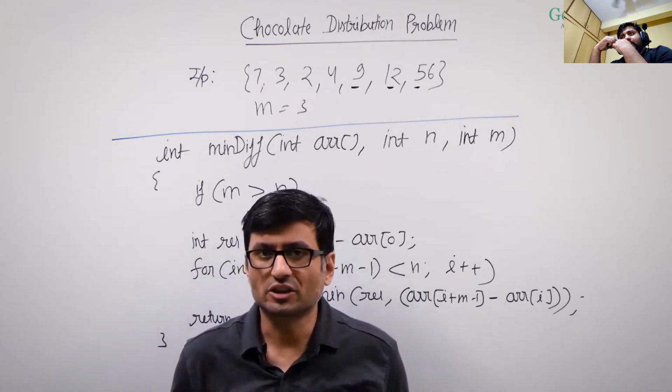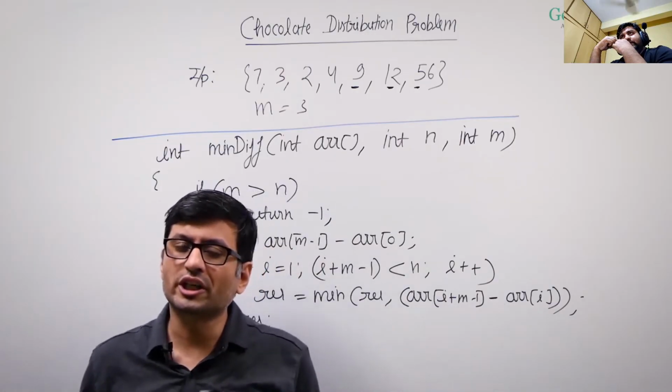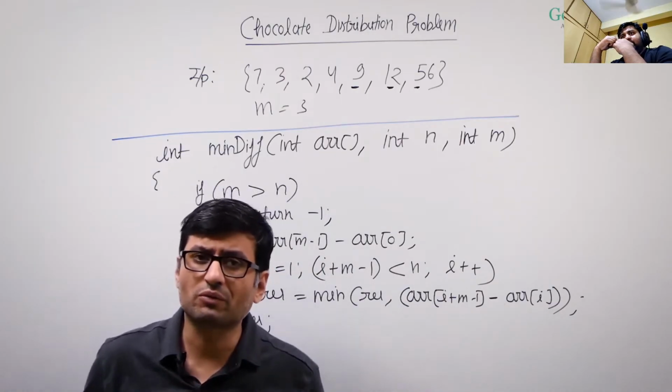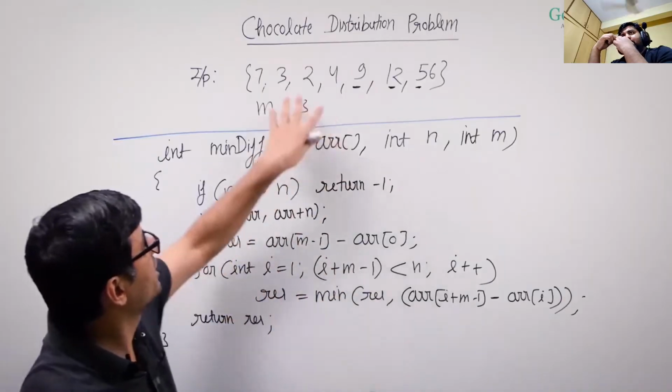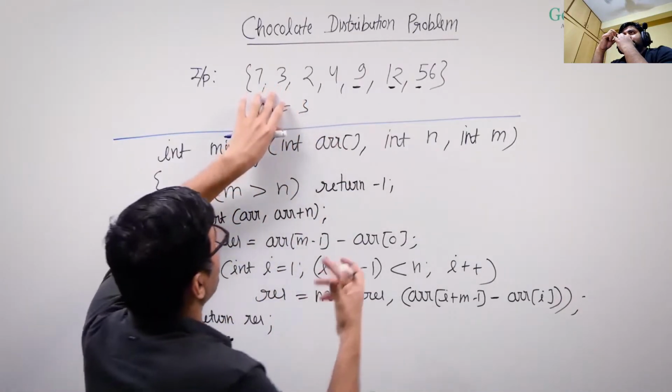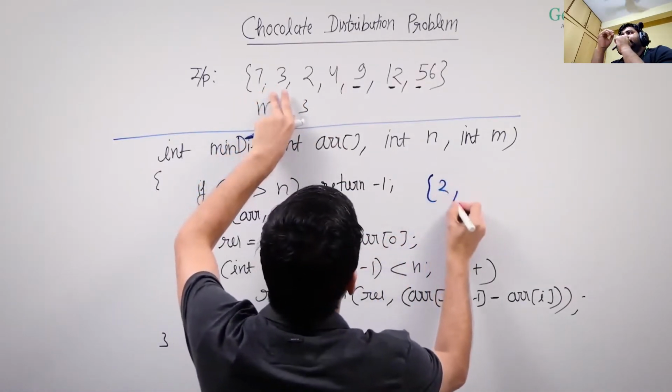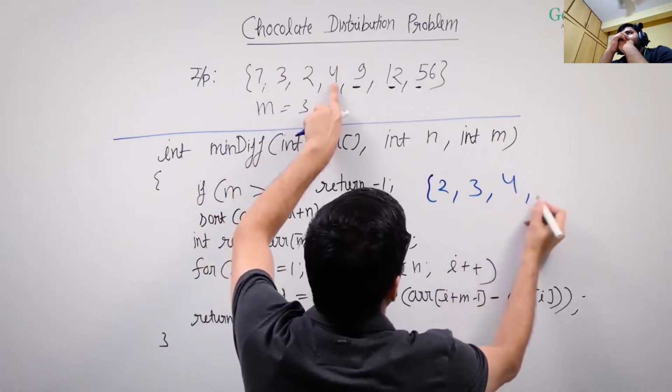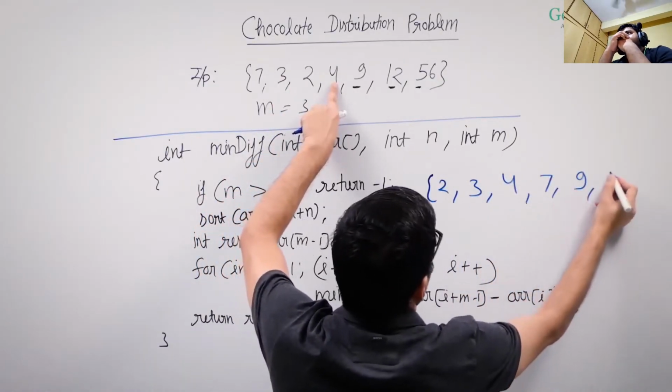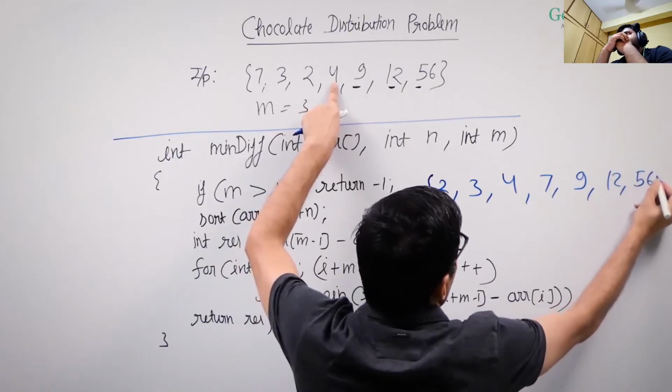So the idea is this: you sort the array. You traverse the array from left to right. Let's take this array and see what we get after sorting. We get 2, 3, 4, 7, 9, 12, 56.